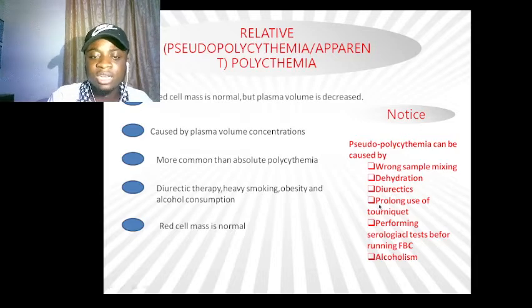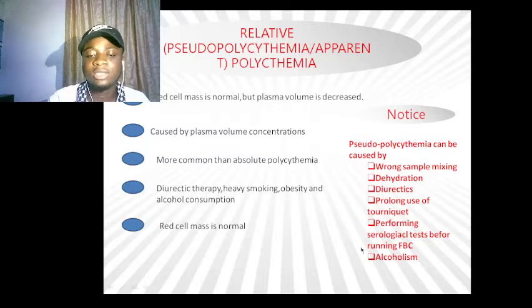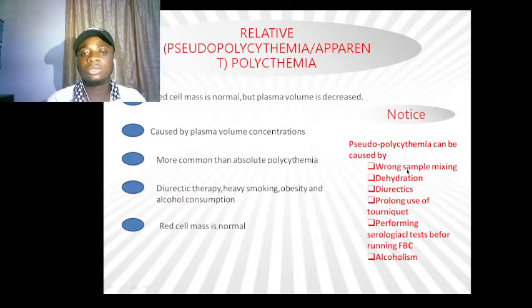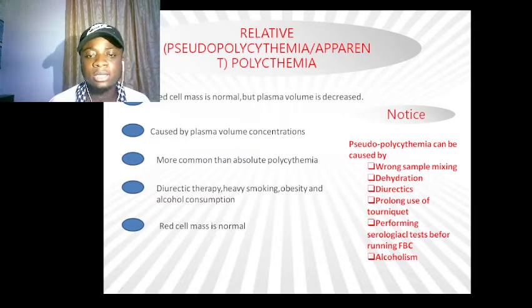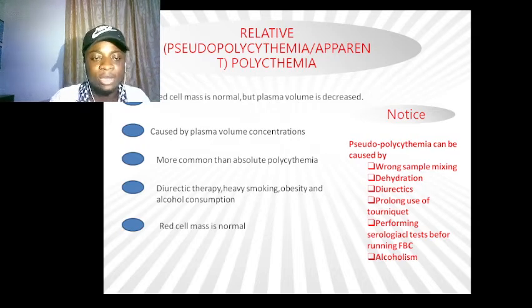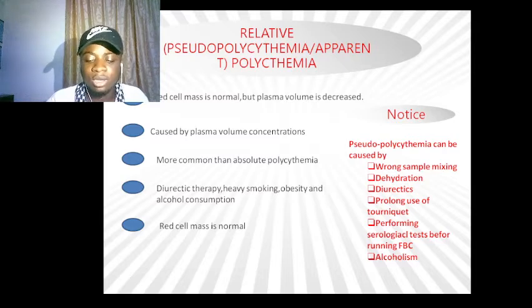Sometimes the sample that we take in EDTA tube, instead of running the full blood count first, we run some serological test before the full blood count, and that can lead to pseudo polycythemia. Alcoholism can also lead to pseudo polycythemia. So it is very important to know and understand all these things, so that when you are working, you work with your common sense, you understand, so that you won't cause fear and panic in any patient. Very important.